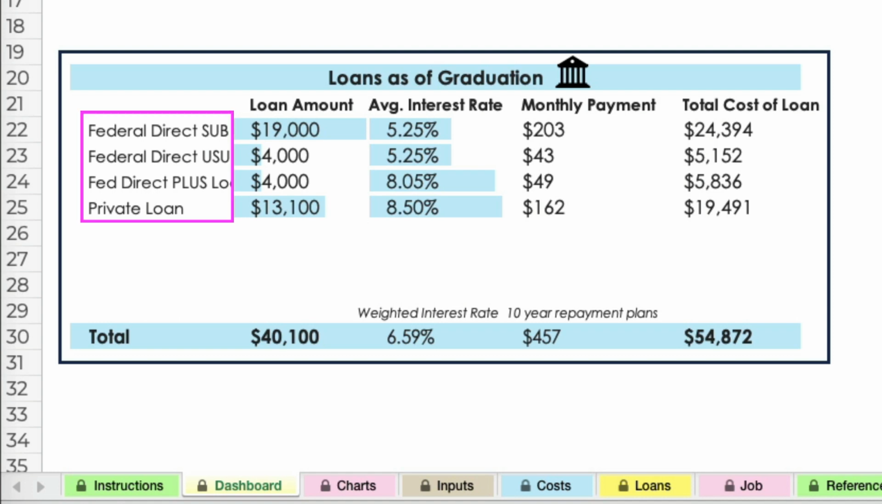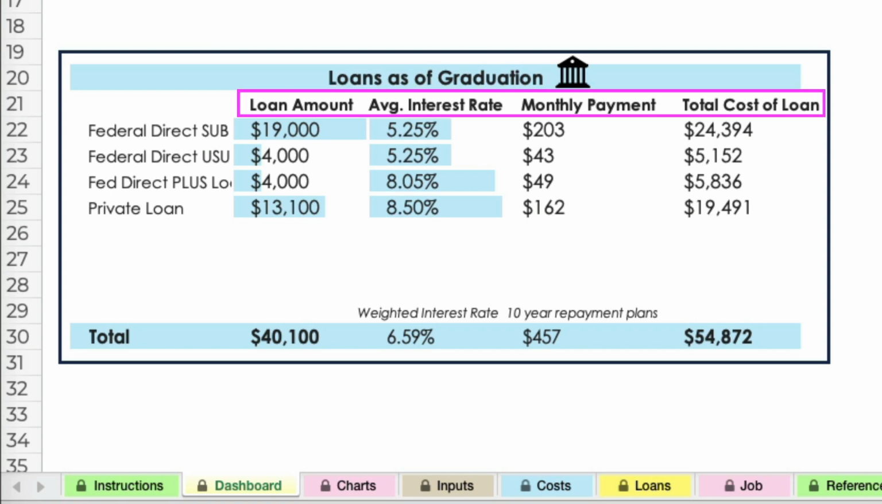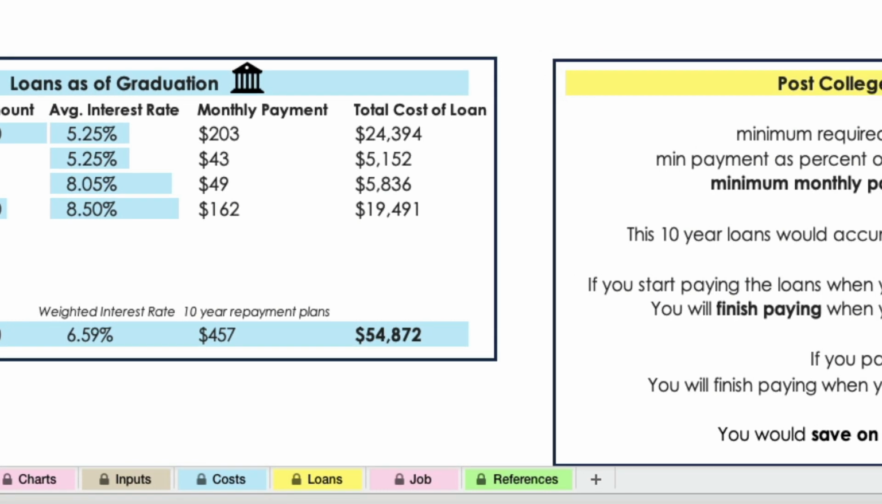The types of loans tracked here are the federal direct subsidized, unsubsidized, parent loans, and private loans. For each type of loan, you have the total loan amount, average interest rate for that category, monthly payments, and the total cost of the loans, which includes interest.